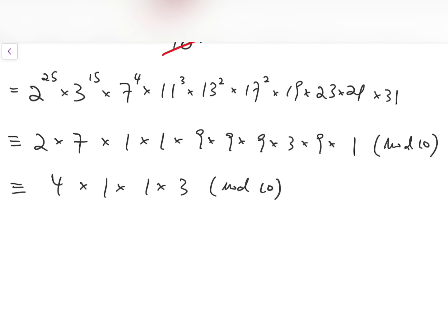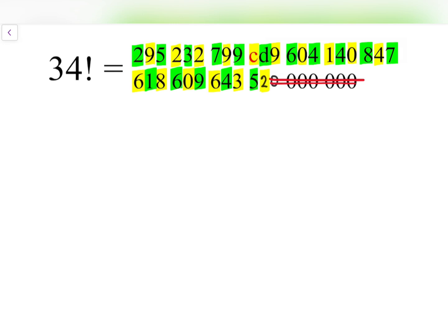So that means from this we know the quotient 34 factorial divided by 10 to the power 7 has the last digit equal to 2. So from this we know A equals 2.